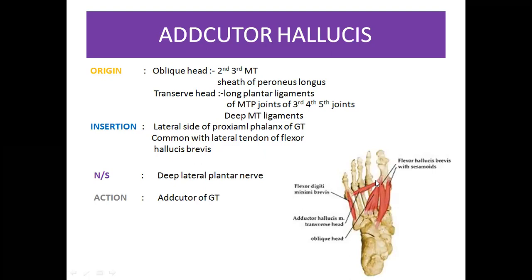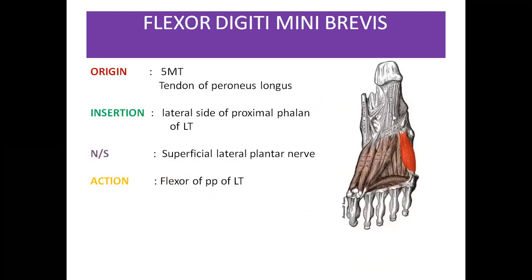So insertion is lateral side of the proximal phalanx of great toe, common with lateral tendon of flexor hallucis brevis. Nerve supply is deep lateral plantar nerve and action is adduction of great toe. Then we have flexor digiti minimi brevis, which is coming from the fifth metatarsal bone and tendon of peroneus longus. Insertion is lateral side of the proximal phalanx of the little toe. And nerve supply is superficial lateral plantar nerve and helps in the flexion of the proximal phalanx of little toe.